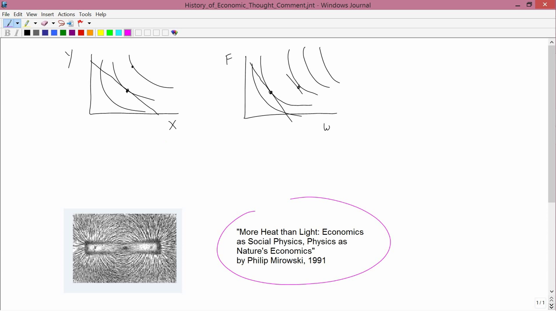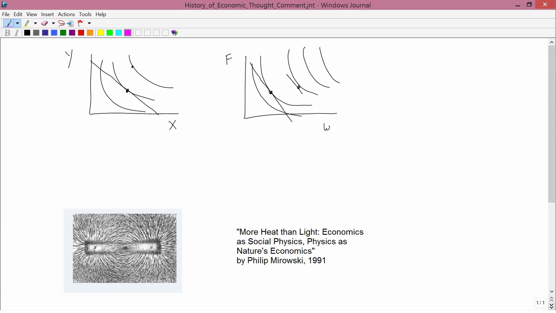And the following is an insight that I got after reading the book, which is cited here on the screen, More Heat Than Light by Philip Mirowski. I didn't actually understand the book very well the first time I read it. And the insight that I got came after thinking about it for a while. I haven't actually gone back to see if the insight is clearly in the book, but at least it was inspired by the book.